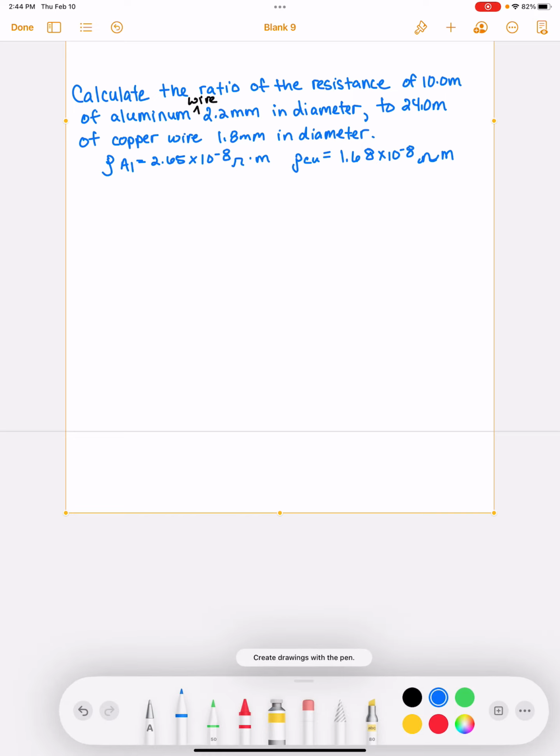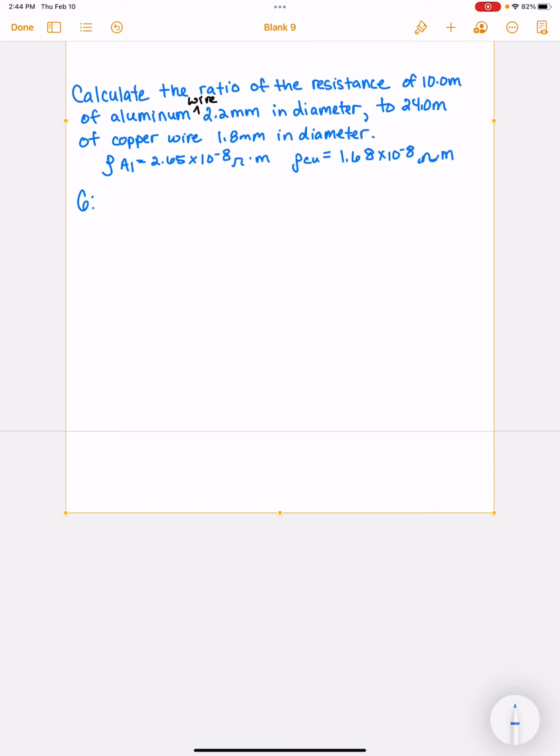Okay, so the first thing we're going to do is write down what we're given. This will be a slower step, so you'll be able to see how to do the guess method and apply it to your physics problems. So what we're given is 10 meters of aluminum wire, and so that's going to be the length of our aluminum wire. So length, aluminum, we'll just have a little subscript so we know what it is. Then we also know that 2.2 millimeters of aluminum is going to be the diameter of our aluminum.